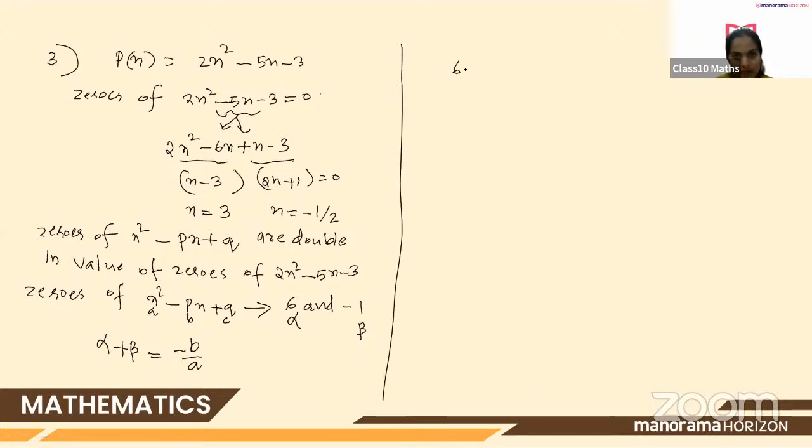So alpha plus beta is equal to minus b by a. That is 6 plus minus 1 is equal to, what is b here? Minus p by 1. Because here a is equal to 1, b is equal to minus p and c is equal to q. So minus of minus p, that is p is equal to 6 minus 1, which is equal to 5. The value of p is 5, and then we have to find the value of q.